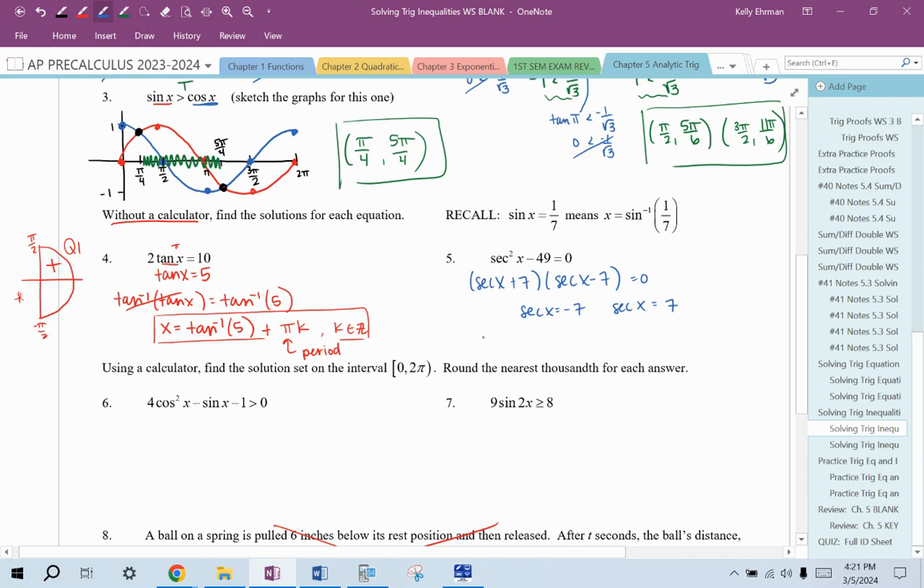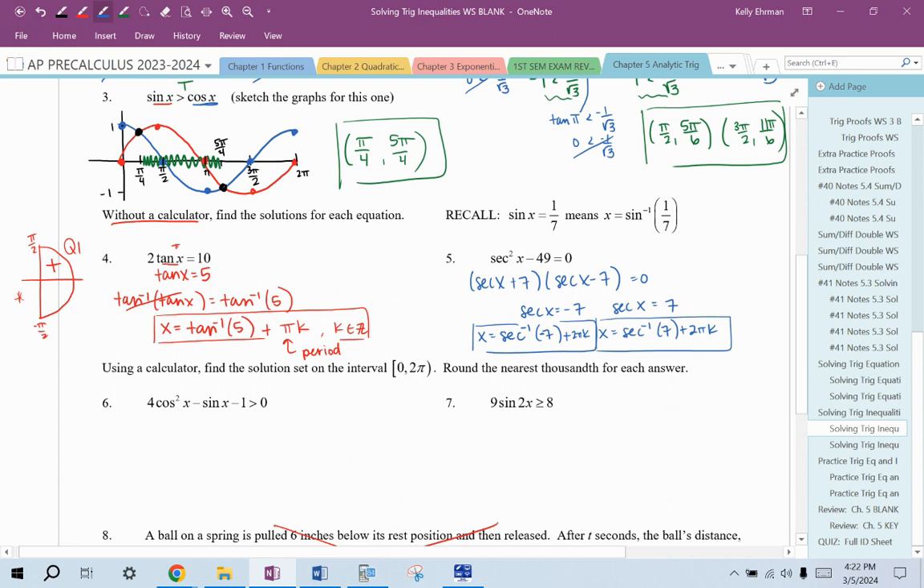So I want to say x is equal to arc secant, or inverse secant of negative 7, and x is equal to inverse secant of positive 7. And then again, we want to add the period here, which is 2 pi k. The period for sine and cosine, remember, is 2 pi. So we want to add 2 pi k to both of those answers.